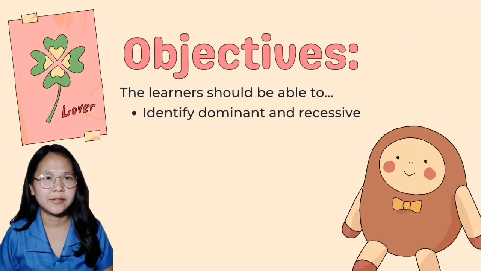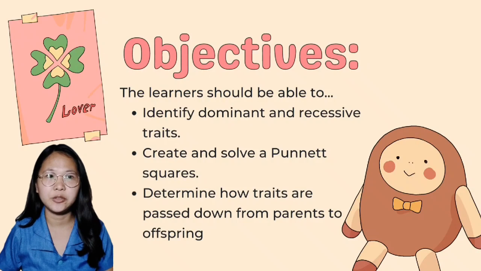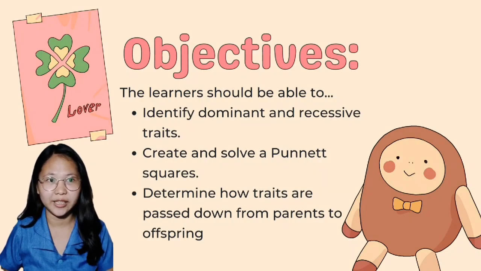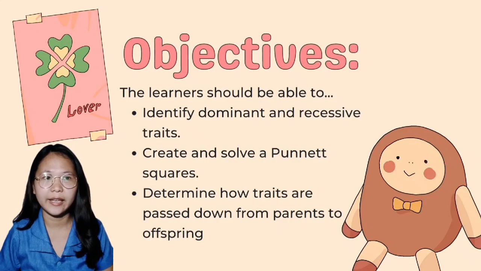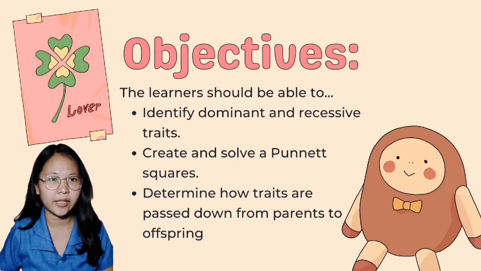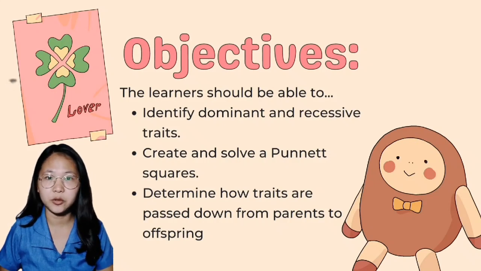Our objectives are that the learner should be able to identify dominant and recessive traits, second, create and solve Punnett squares, and third, determine how traits are passed down from parents to offspring.